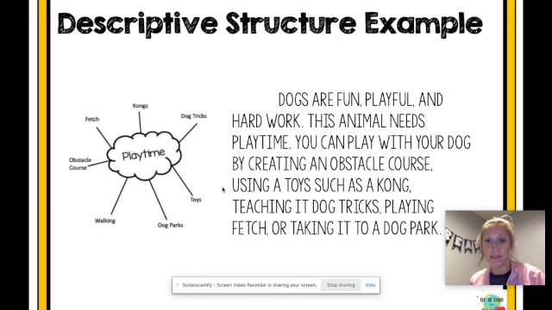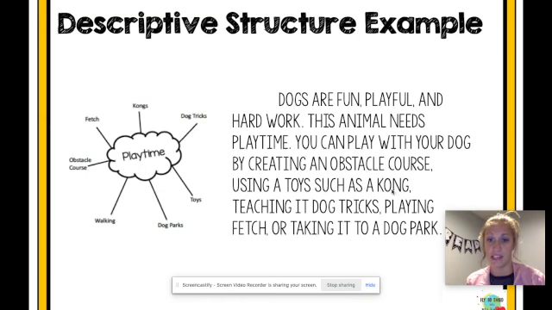Dogs are fun, playful, and hard work. This animal needs playtime. You can play with your dog by creating an obstacle course using toys such as a Kong, teaching it dog tricks, playing fetch, or taking it to the park. Do you hear describing going on? Do you have mental images? Are there any vivid verbs? Playful is a vivid verb. There's examples like an obstacle course or using a Kong.